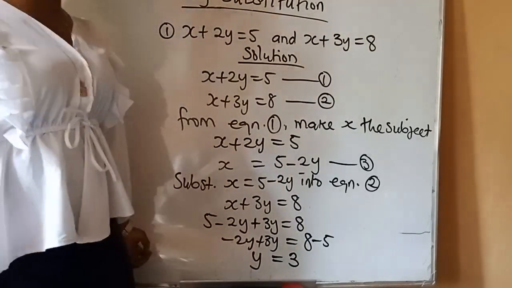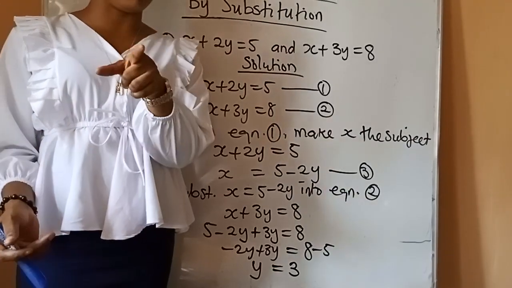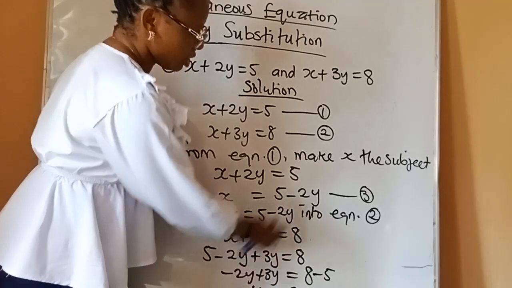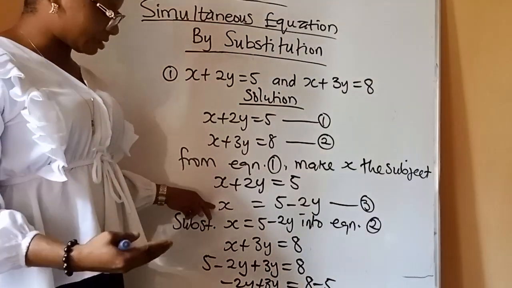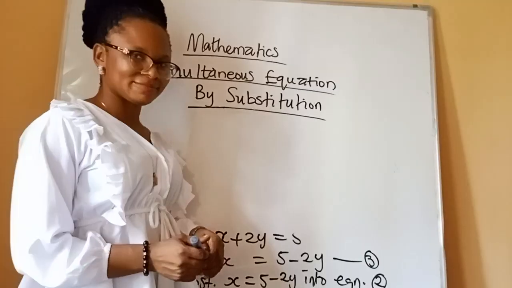Now that we've gotten the value of y, to get the value of x, do you remember there was an equation I called equation 3? Here is equation 3. So if I bring in the value for y, substitute it in this equation, I will have the value for x. So that's exactly what we are going to do at this point.